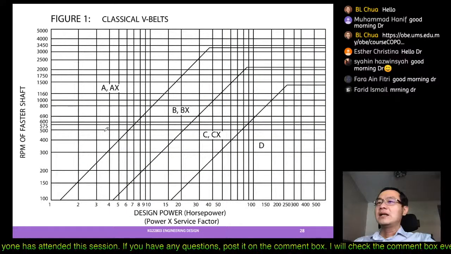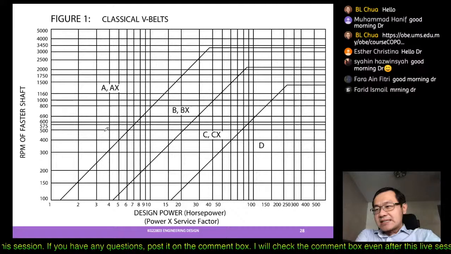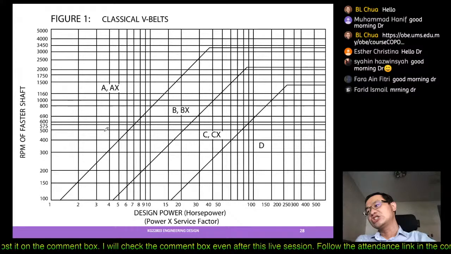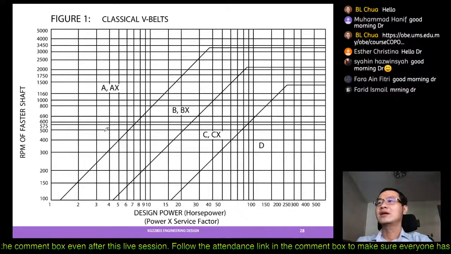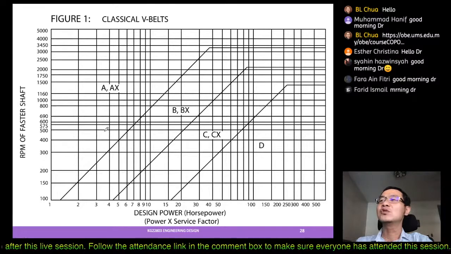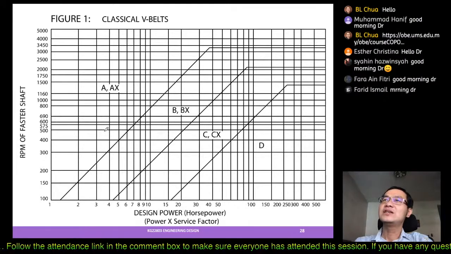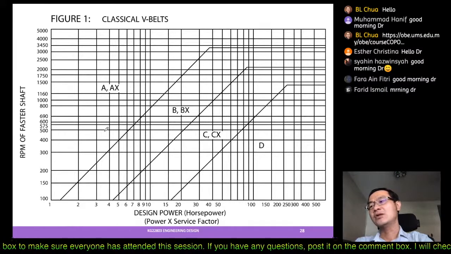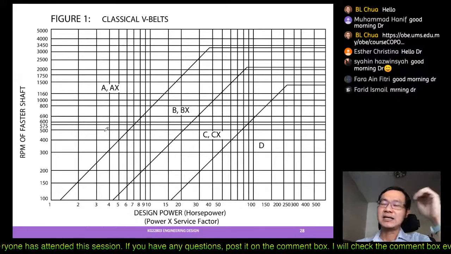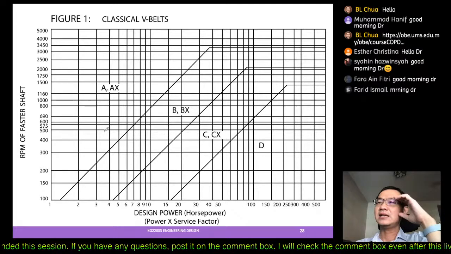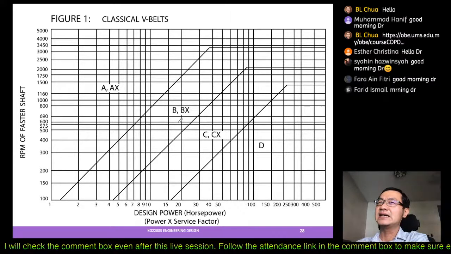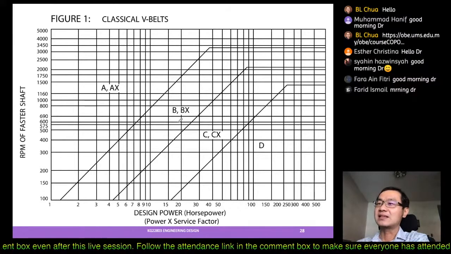Now when we come to the selection part, again, this chart will be useful. This is a chart for the ABCD type belt. If we want the CV, 5V, 8V type, there is another chart. You can always get this from the manufacturer catalogs again. So how to select which type? Each type will carry a different power at a certain speed.